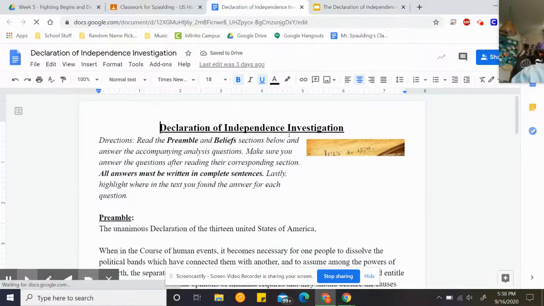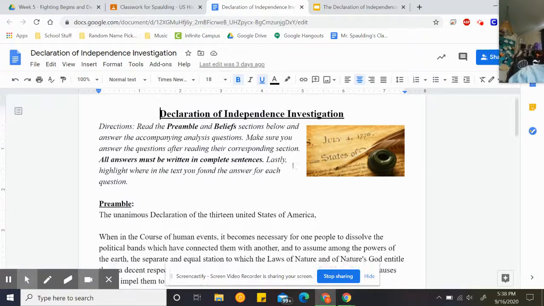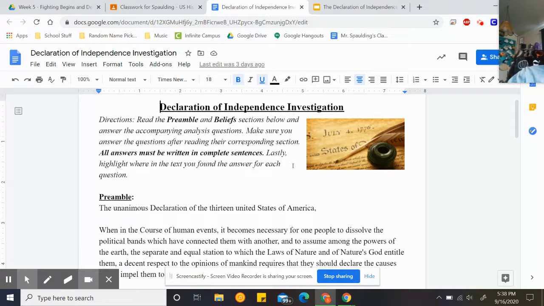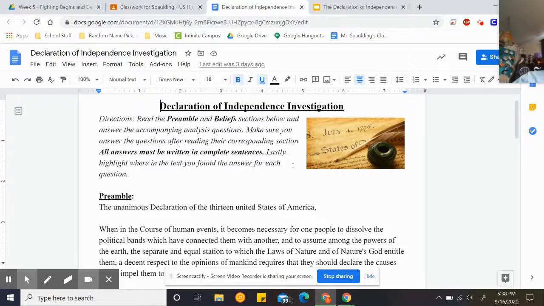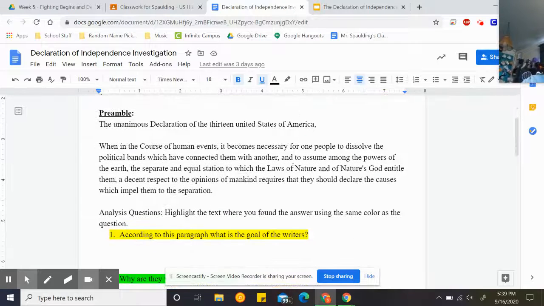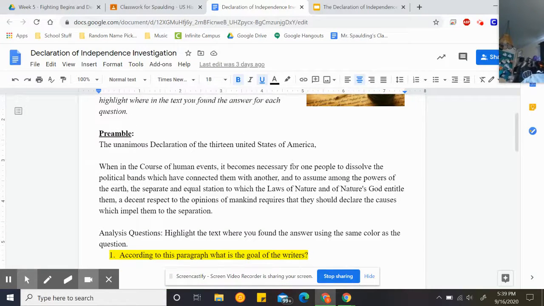All right, let's take a look at this. Your directions are to read the preamble and belief sections below and answer the accompanying analysis questions. Make sure you answer the questions after reading the corresponding section. All answers must be written in complete sentences. Lastly, highlight where in the text you found the answer for each question. I'll show you what I mean by that in just a second.